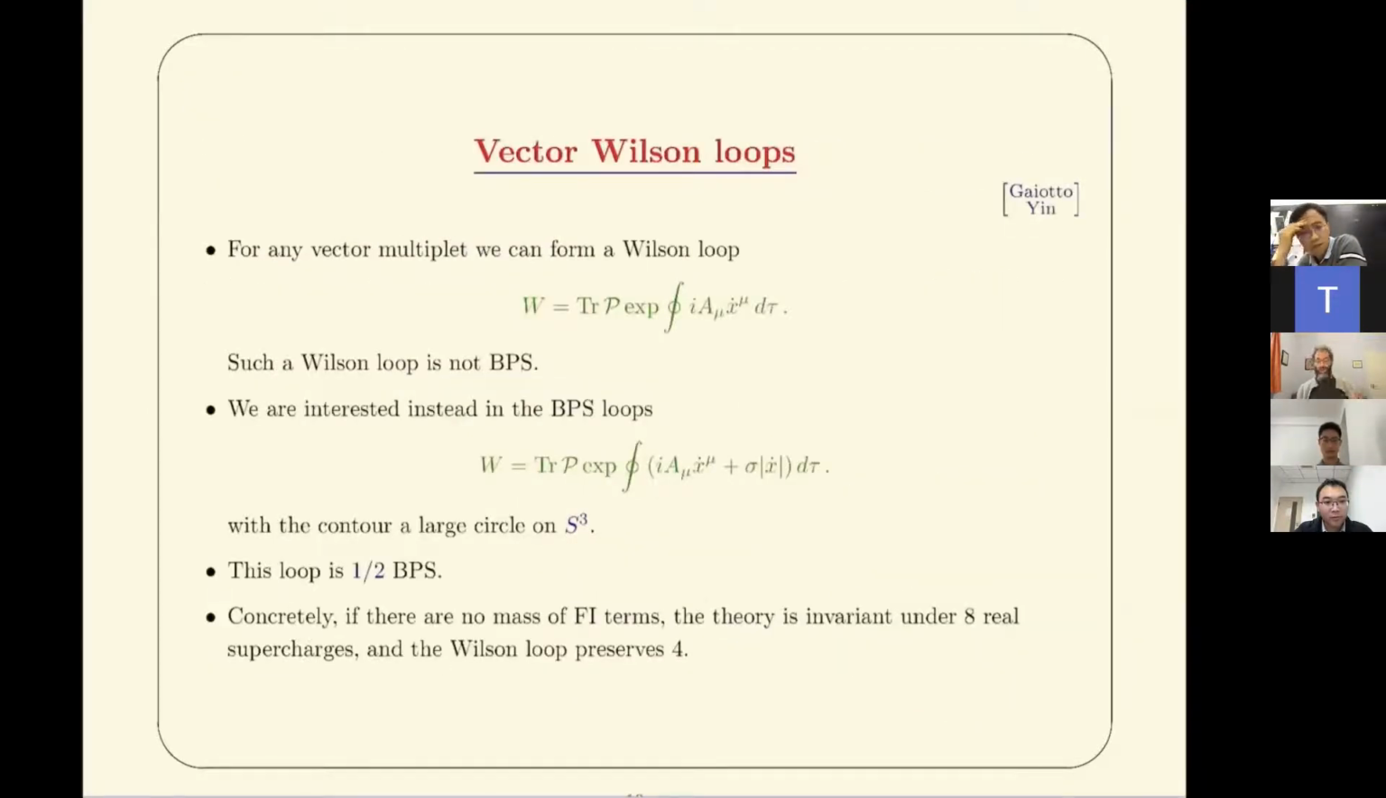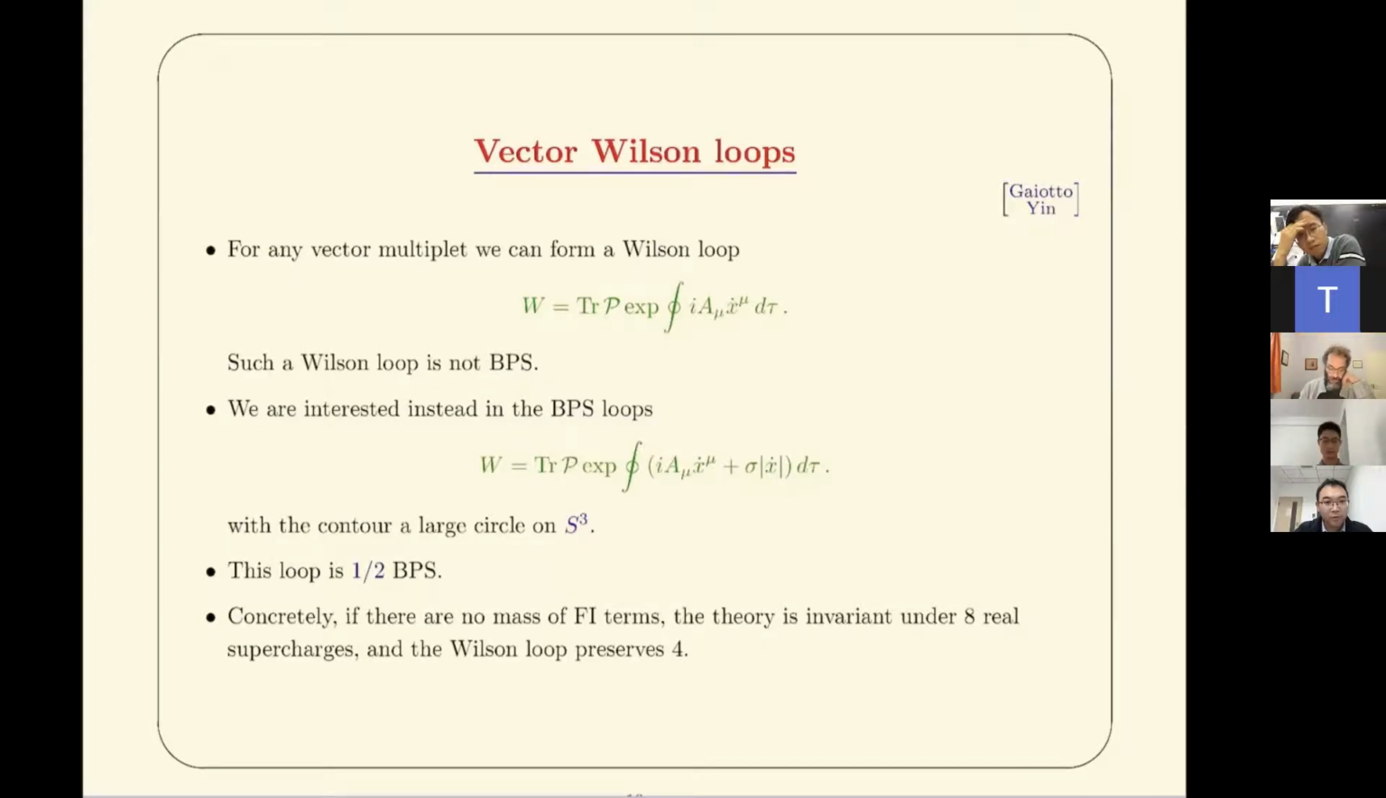And now I want to write the Wilson loops for them. The simplest Wilson loop that you can always write in any gauge theory involves the vector multiplet, and indeed the simplest one involves only the usual vector field, and we have the path-ordered exponential of the gauge field along a closed contour, which I said in our case is a circle. And such a Wilson loop is not BPS.